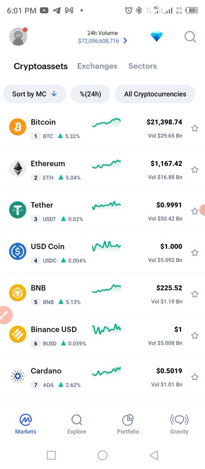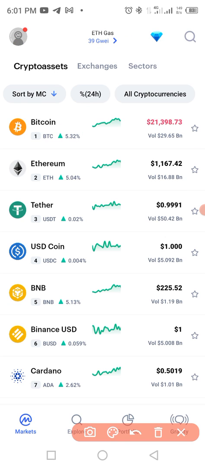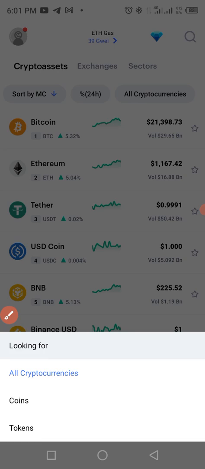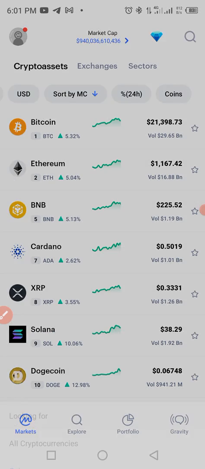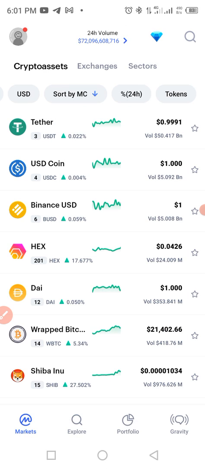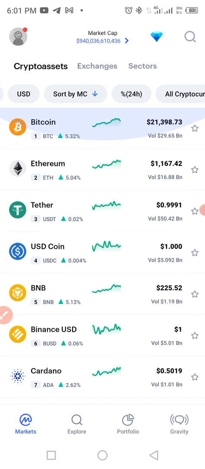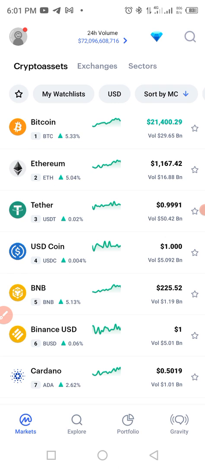All right, so at this particular point, if you click on it, it's going to show you whether you want only coins to show, or only tokens to show. Whichever one you want, you can do it here. But you can just say all, and it will show you the whole crypto market. Okay, so that's exactly what we have on the crypto assets.